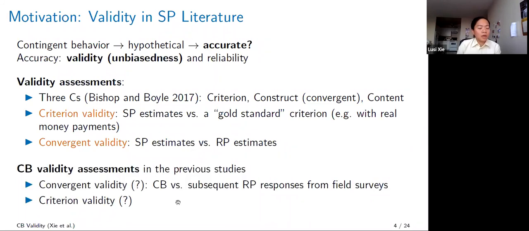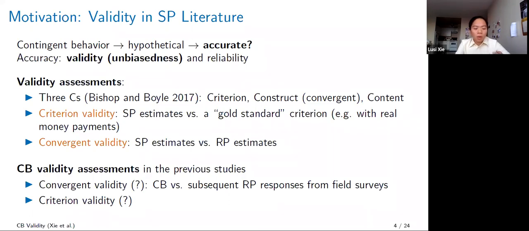Now, where we are in terms of contingent behavior validity assessments. In the previous studies, the convergent validity has drawn quite a bit of attention, usually using data from field surveys. What's usually been done is researchers will send out multiple surveys to the same individuals across years.